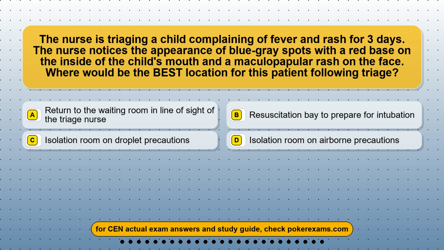Question 3. The nurse is triaging a child complaining of fever and rash for 3 days. The nurse notices the appearance of blue-gray spots with a red base on the inside of the child's mouth and a maculopapular rash on the face. Where would be the best location for this patient following triage? Option A, return to the waiting room in line of sight of the triage nurse. Option B, resuscitation bay to prepare for intubation. Option C, isolation room on droplet precautions. Option D, isolation room on airborne precautions.